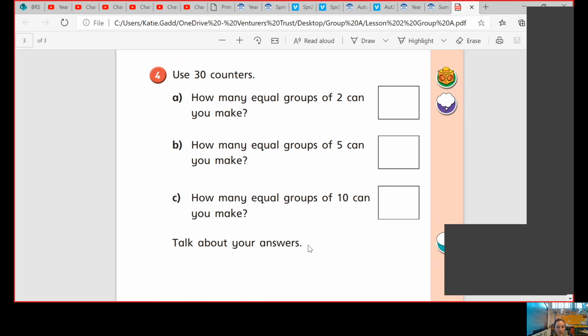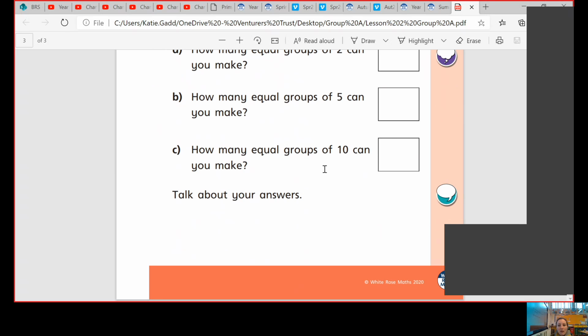Now, if you need to borrow some counters from school, you just need to ask and we can get some ready for you. Once you've had a go at these questions, then there's another challenge for you to have a go at too.